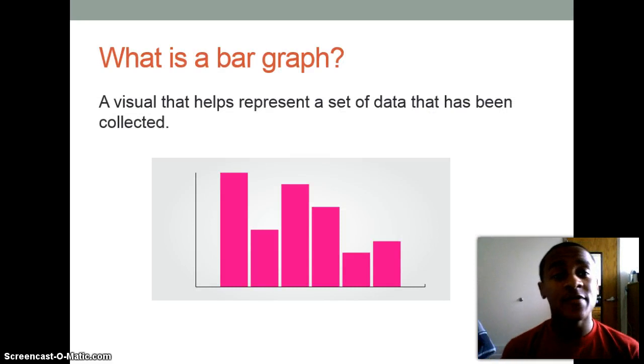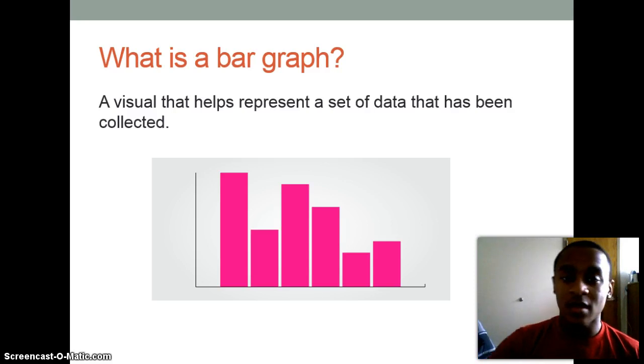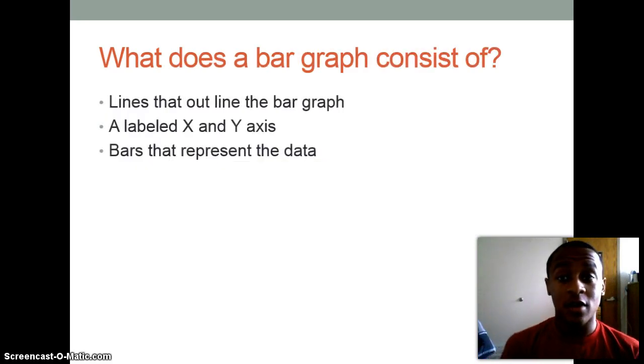What is a bar graph? A bar graph is a visual that helps represent a set of data that has been collected, just like this. What does a bar graph consist of? A bar graph consists of lines that outline the bar graph, a labeled X and Y axis, and bars that represent the data.